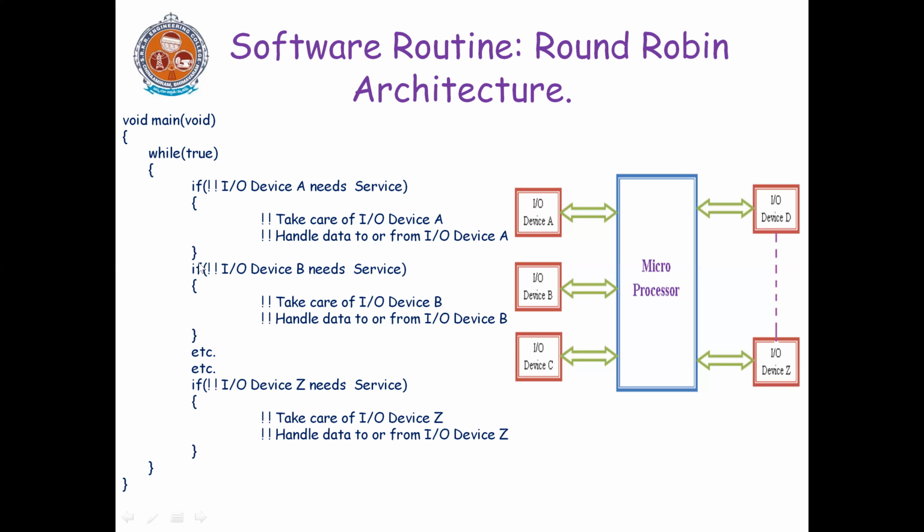Similarly, all the other devices. The next condition is for IO device B. If IO device B needs the service, take care of IO device B. That means if this condition is true, the control will come to IO device B. Once the control has come to IO device B, you can handle the data to or from the IO device. Similarly, for each and every device connected to this one, you have to provide. So how many devices do we have here? We have devices from A up to Z.